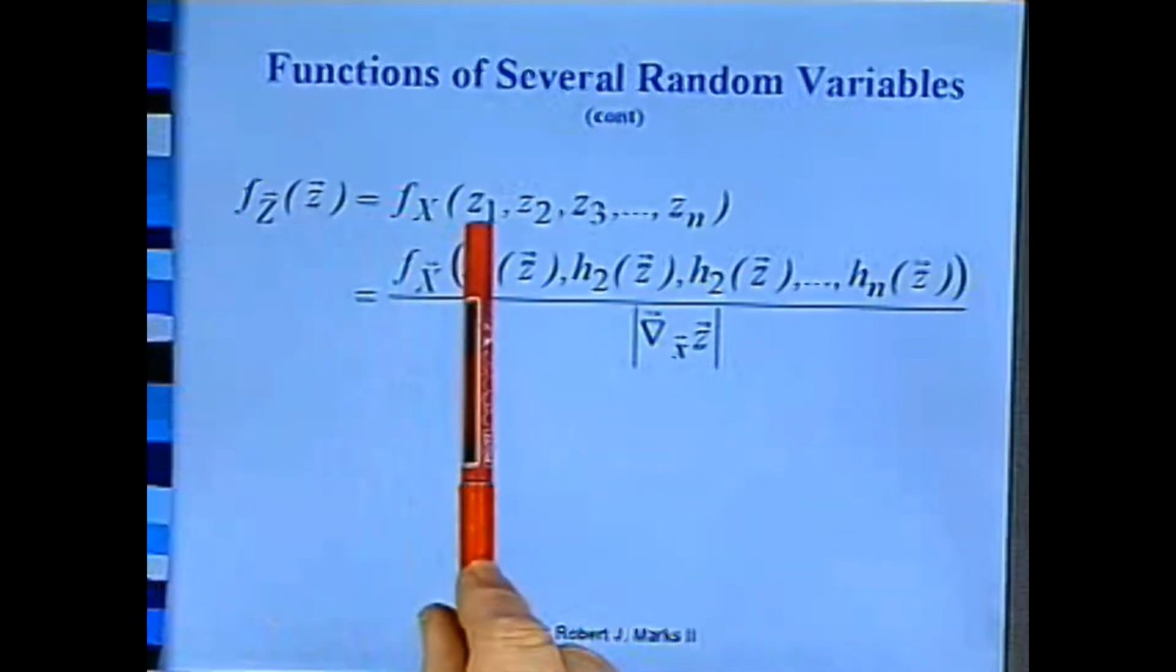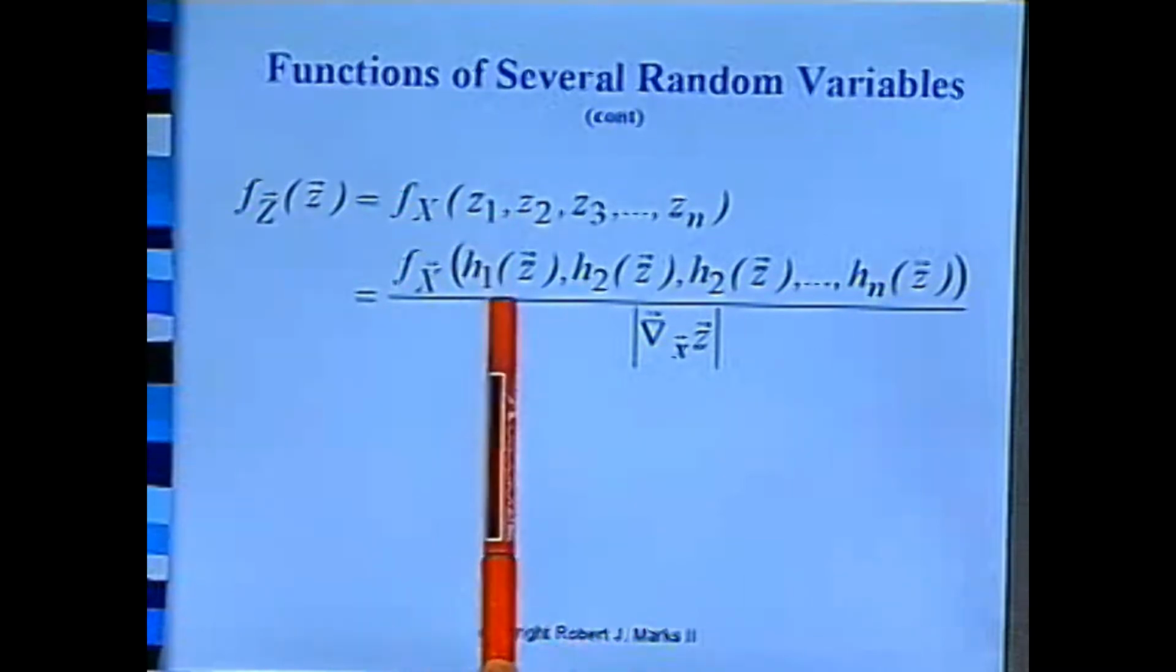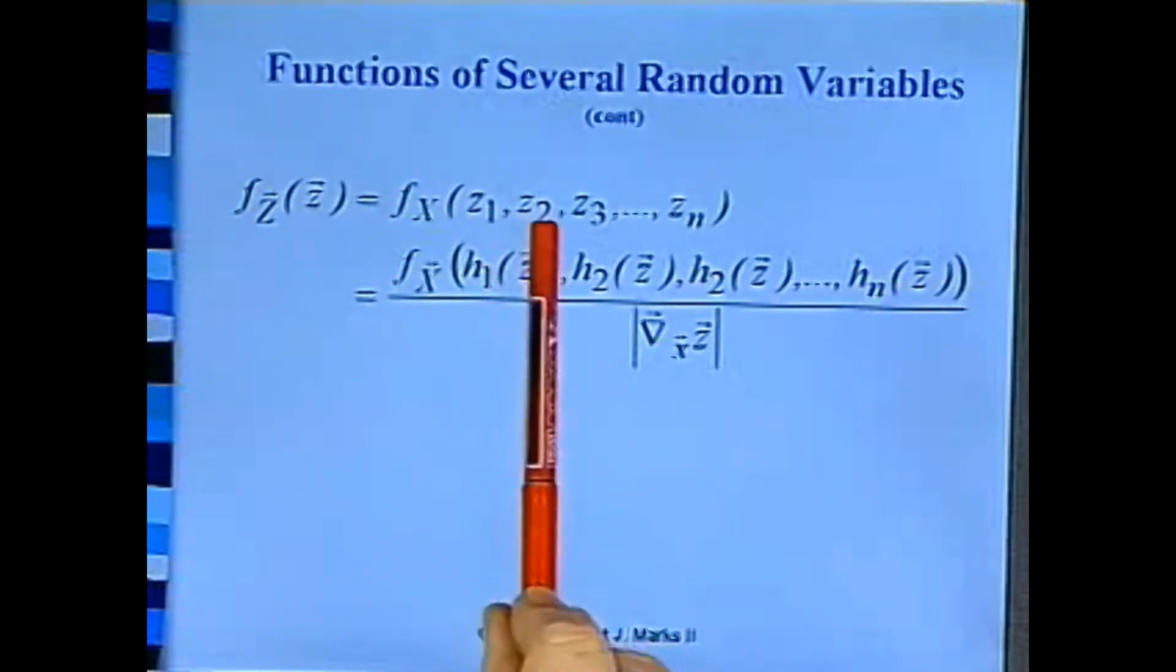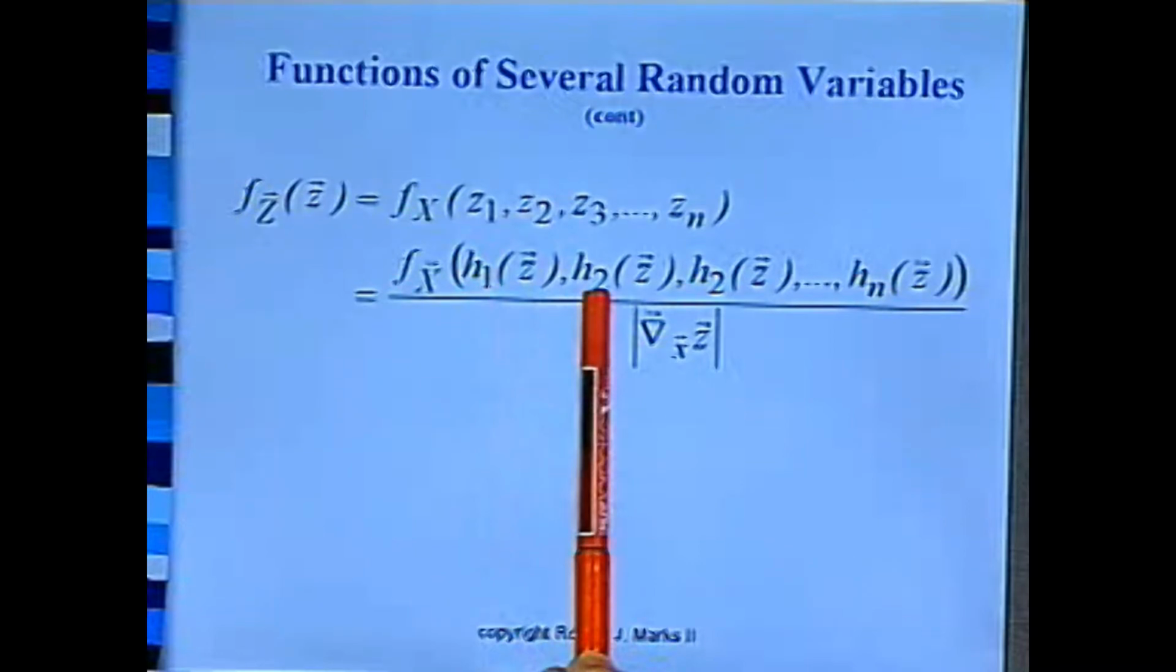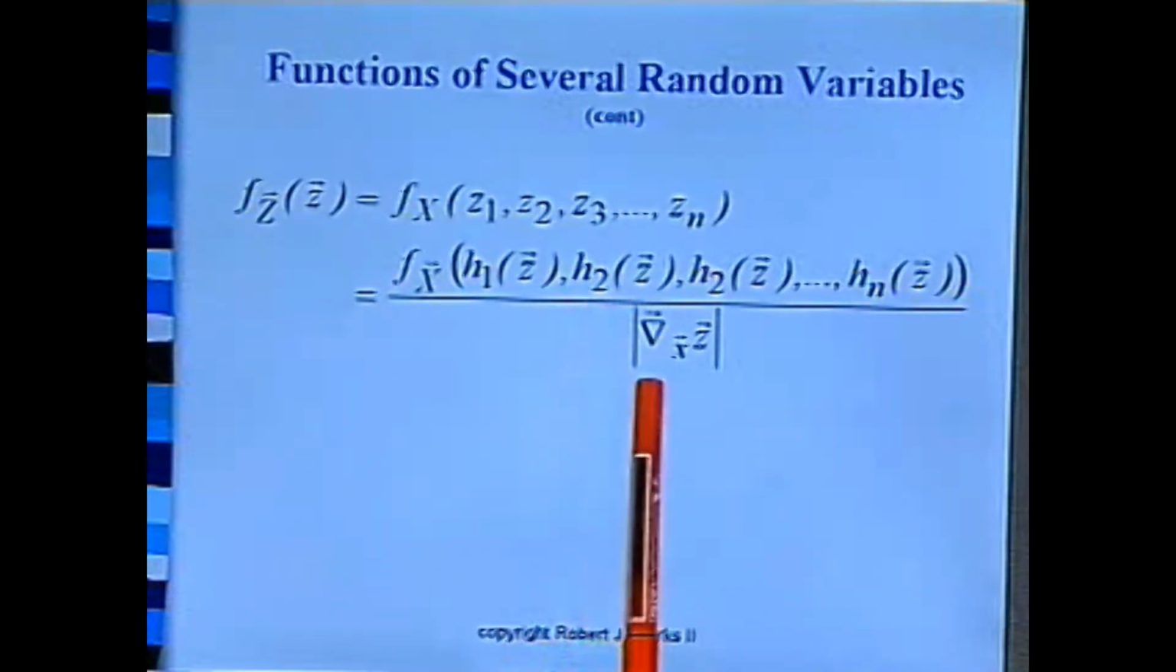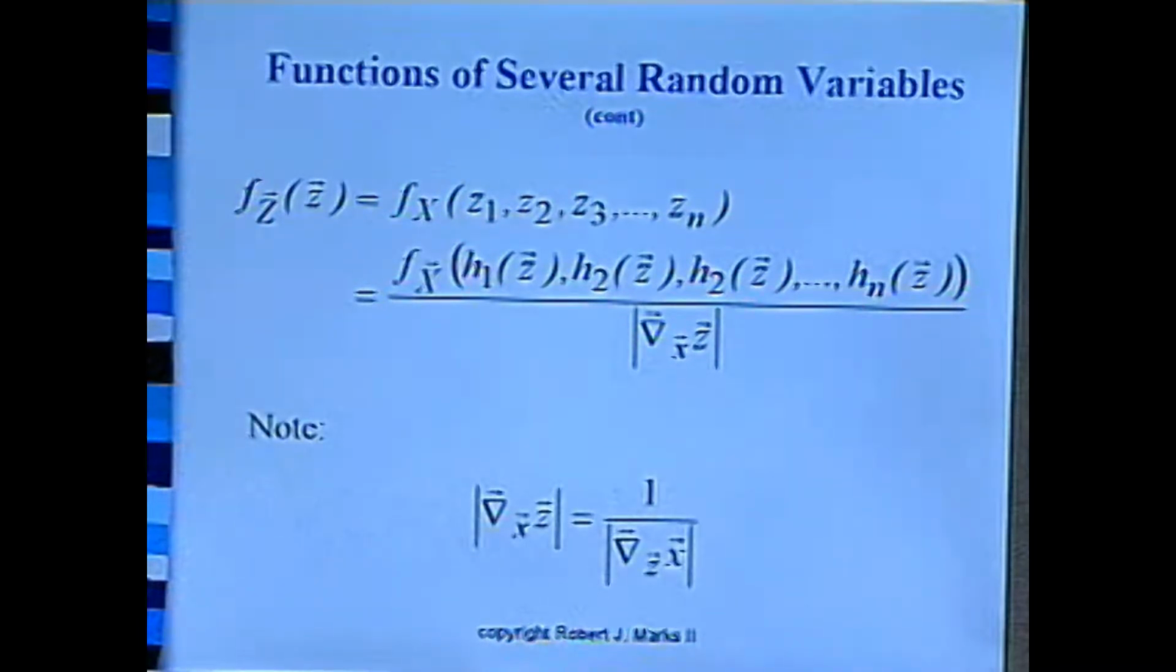However, what is z1 equal to? z1 is equal to h1 of z. What is z2 equal to? h2 of z, etc. And we divide then by the magnitude of the Jacobian. This is equivalent to dividing by the differential in the one-dimensional case. Remember, in the one-dimensional case, we had that the derivative was equal to 1 over the derivative of the inverse.